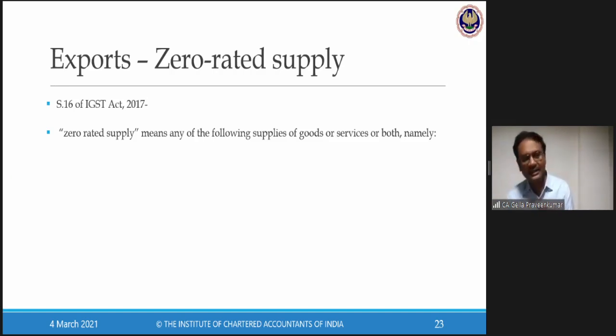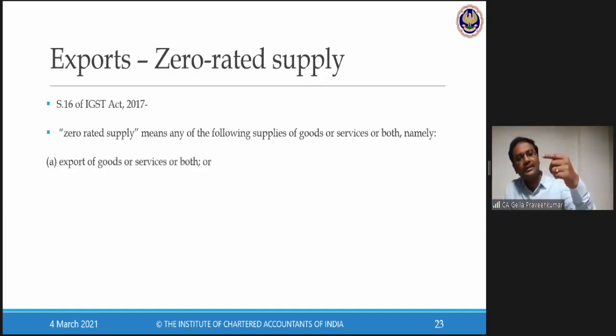Section 16 of the IGST Act talks about zero rated supply. They say zero rated supply means any of the following supply of goods or services. So when I say zero rated, it means supply of goods or supply of services. What is that? Export of goods or services or both. So what is an export? We have understood the definition of export: goods which are going out of India, services which are rendered outside India, or services where the place of supply is outside India. Service provider is in India, place of supply is outside India.